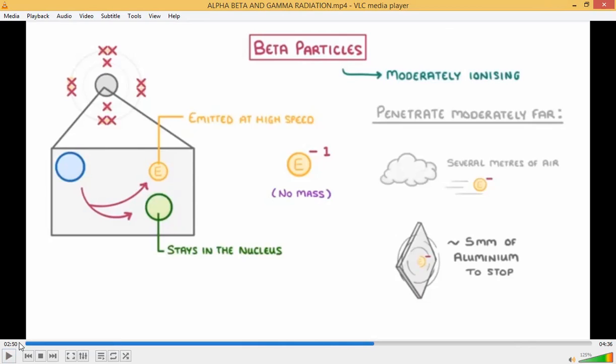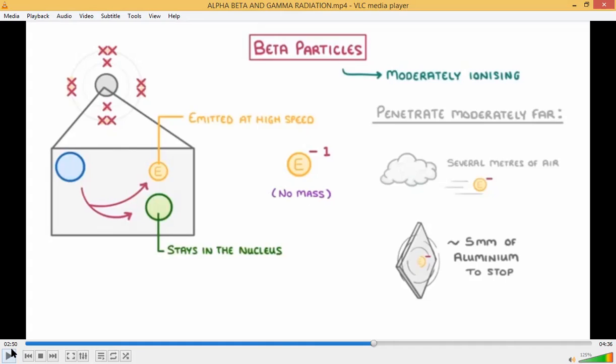So how many neutrons are there? No mass. If we say no mass, what does that mean? Mass number is the sum of proton and neutron. So when we say no mass, you should know what it means already.